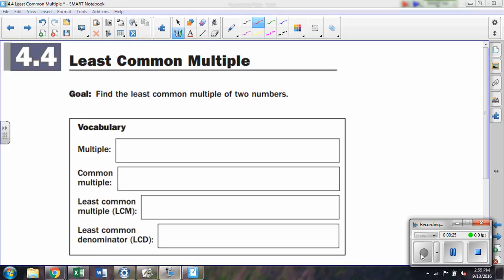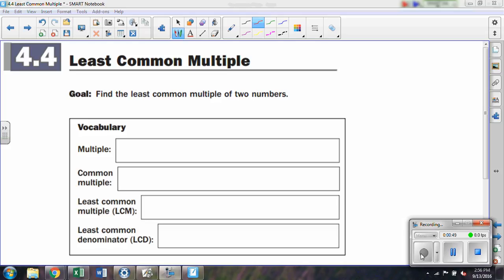We will review the list method, which most students prefer. We will also review the factor tree method. After that, we will see how you can get the least common multiple of monomials. And lastly, we're going to see how you can use the least common multiple to compare fractions, put them in order from smallest to greatest.